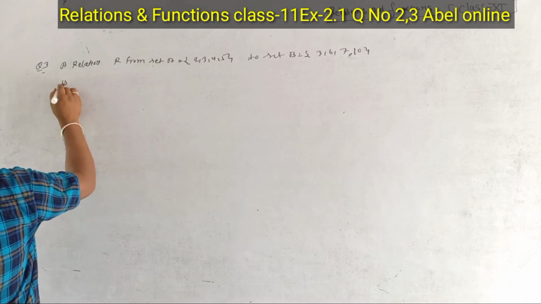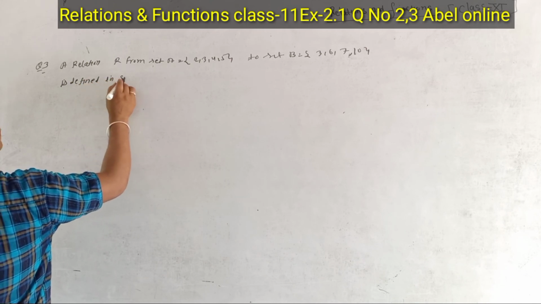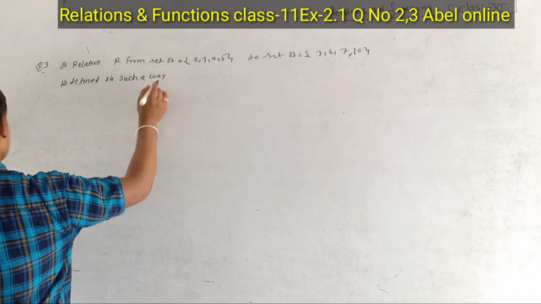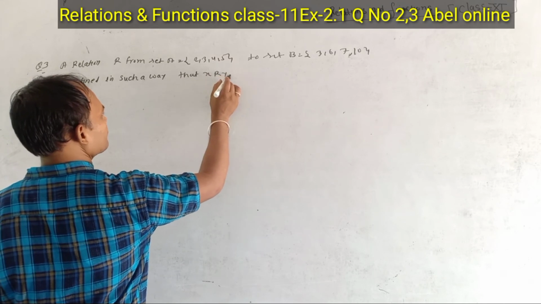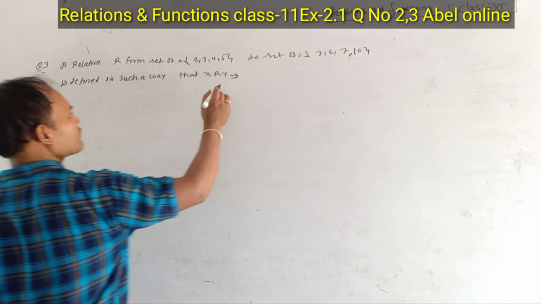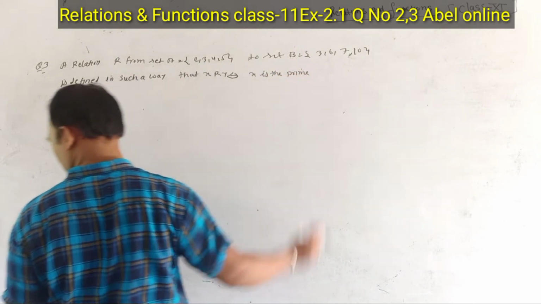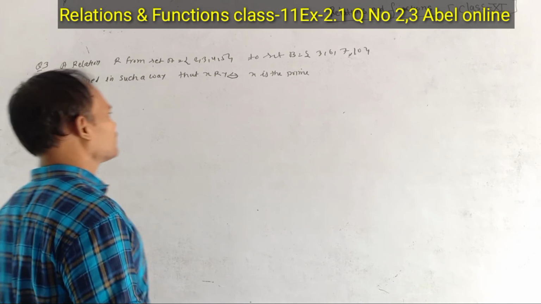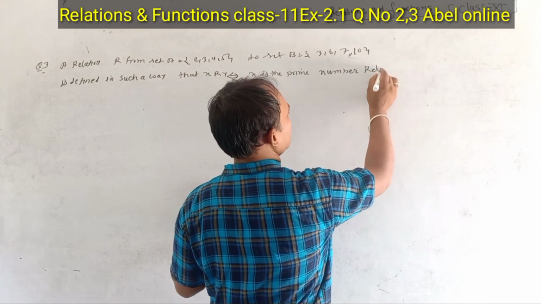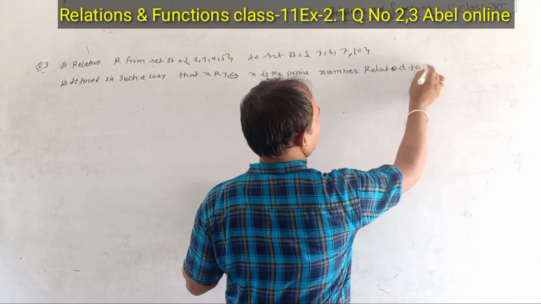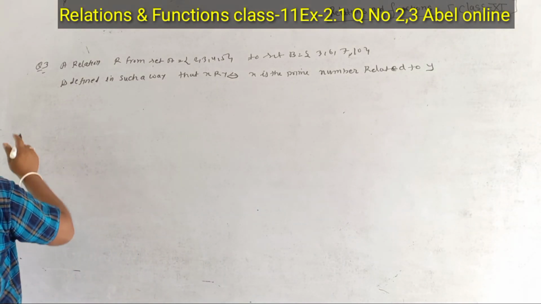R is defined in such a way that x is a prime number related to y. Write the relation R.